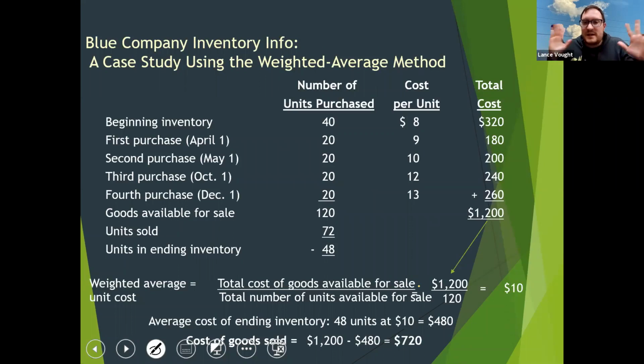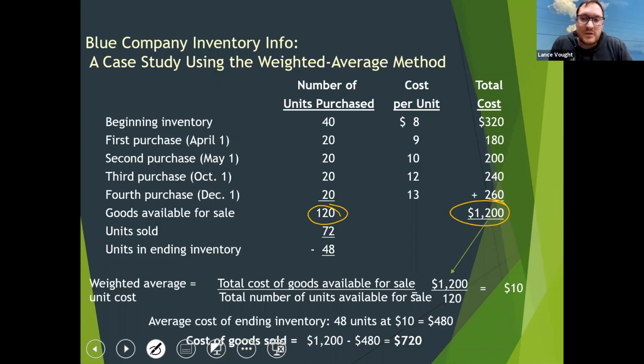So this is the exact same data as before. So if you're trying to look for differentiation in the table, this is the same case study. So 40, 20, 20, 20, we purchased and had available for sale 120 units throughout the year. The total cost of that 120 units was $1,200. So we had 8 and 40, 9 and 20, 10 and 20, 12 and 20, 13 and 20.